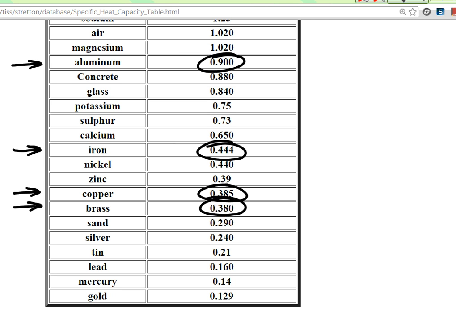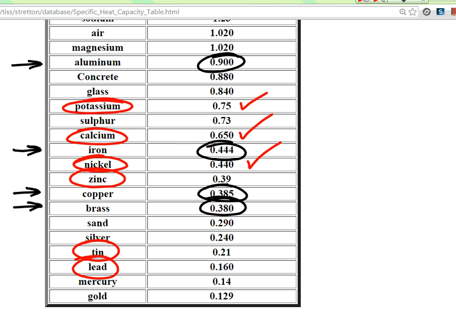One is potassium, another is calcium, another is nickel, zinc, tin, or lead. Based on where your calculated value intersects with the line, you look down at the x value to find whether it is closer to 0.75, 0.65, 0.44, 0.39, 0.21, or 0.16. So you're going to choose one of those, and then give me two or three sentences justifying why you chose that.